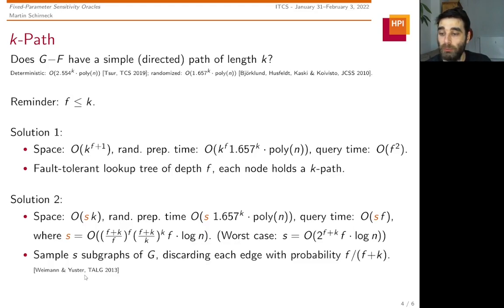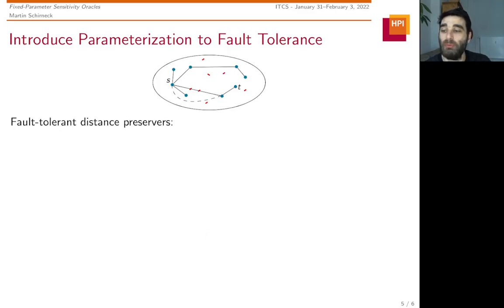So far we showed different example problems for where we can obtain sensitivity oracles with the help of FPT. For the rest of my talk, I want to speak about the opposite direction, where parameterization can help in fault tolerance. So as an example, we have fault-tolerant distance preservers. If you remember my drawing from the beginning, we now have not pairs of vertices, but a single source vertex S, and we care about the distances from S to all target vertices T.